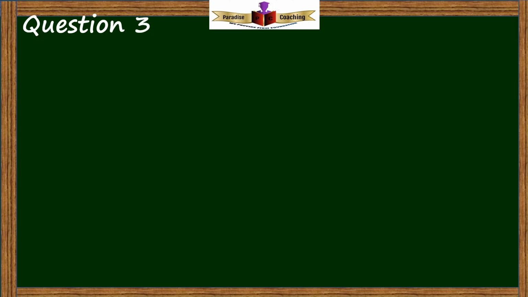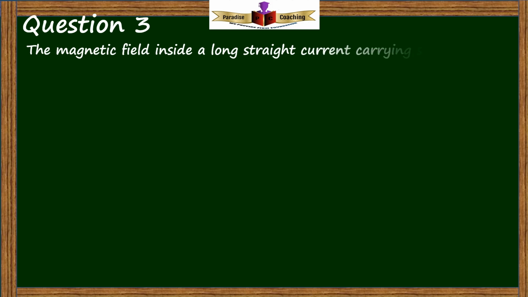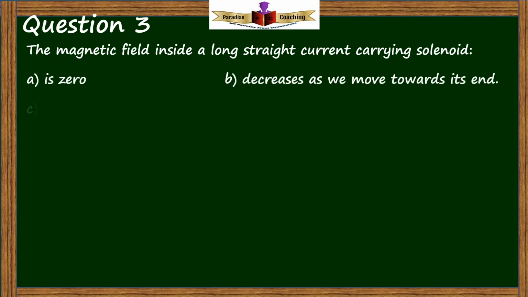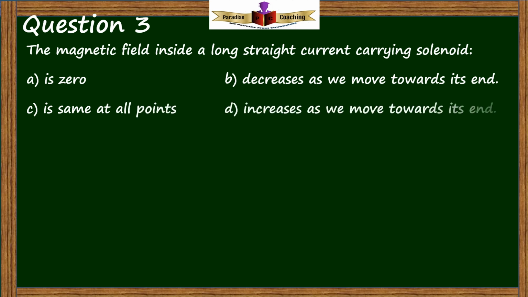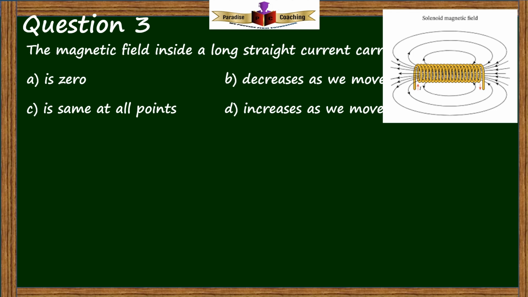Question 3. The magnetic field inside a long straight current carrying solenoid. Here are the options. A. Is 0. B. Decreases as we move towards its end. C. Is same at all points. D. Increases as we move towards its end. Recall solenoid. Its magnetic field resembles that of a bar magnet.